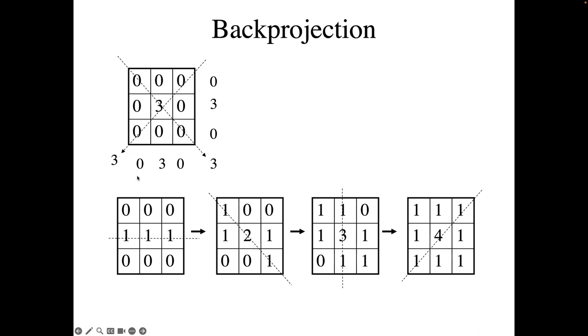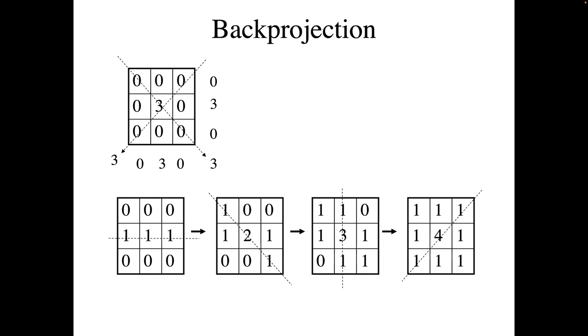So here's a trivial way to create a picture from these measurements. For each one of these projections, we will just back project it back onto the space from which it came and evenly distribute the mu values everywhere along that line. Here I got a 3. I have no idea where it came from, so I'll divide it up into 3 buckets because I've got 3 pixels here and put a 1 in each bucket. That's my best guess.